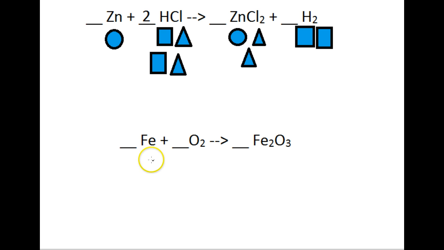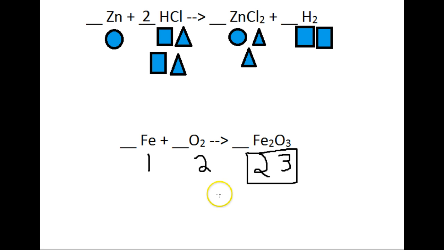Mathematically, we just write down the numbers. So one iron, two irons, two oxygens, three oxygens, and then these are together, so we box them in. So we look at our oxygen, our least common multiple is 6, so we want them to equal 6 on both sides. So on this side, we need to multiply by 2, and on the reactant side, times 3.